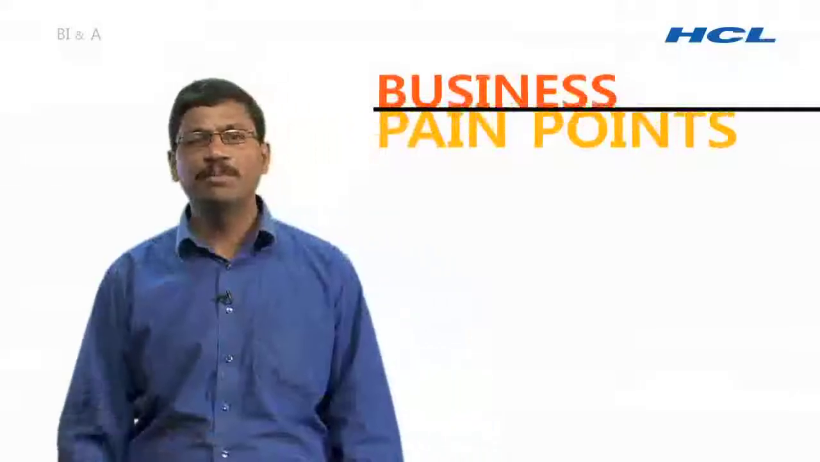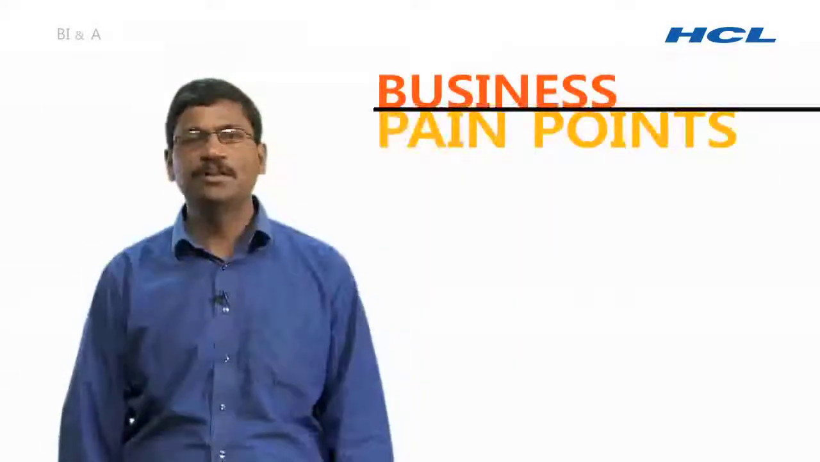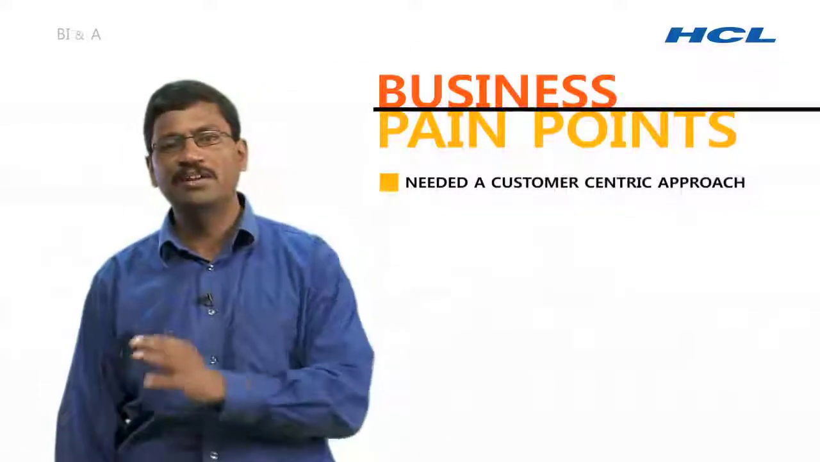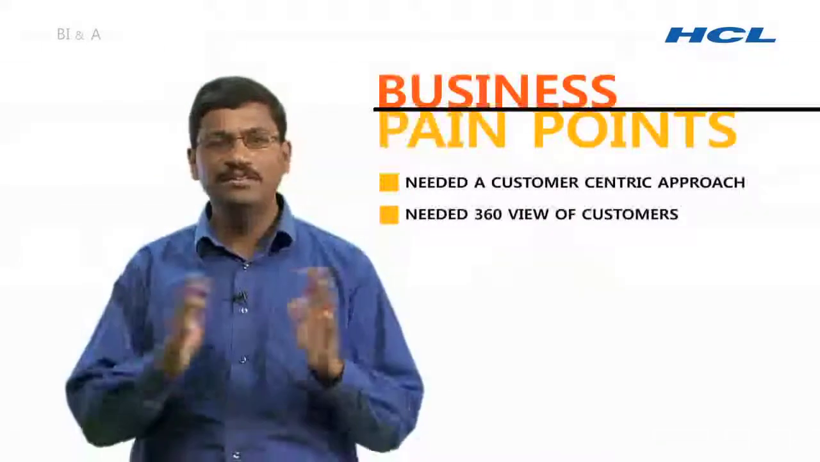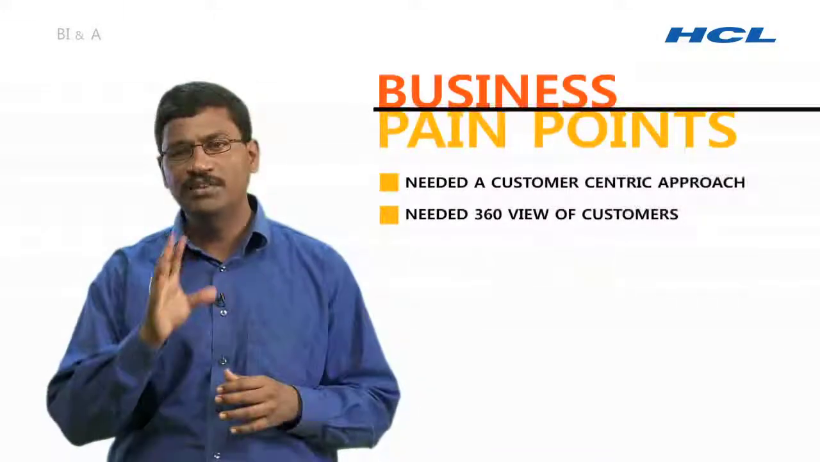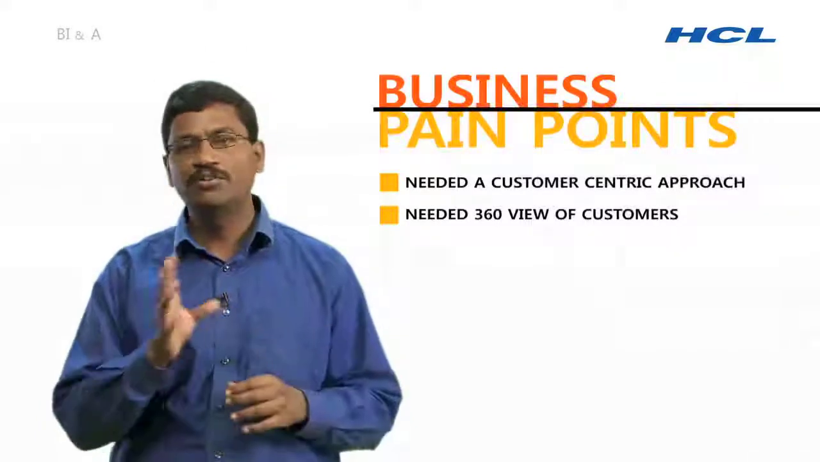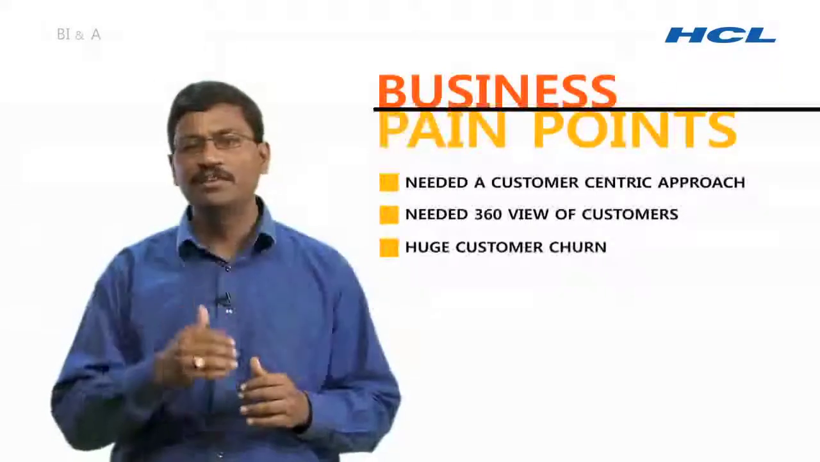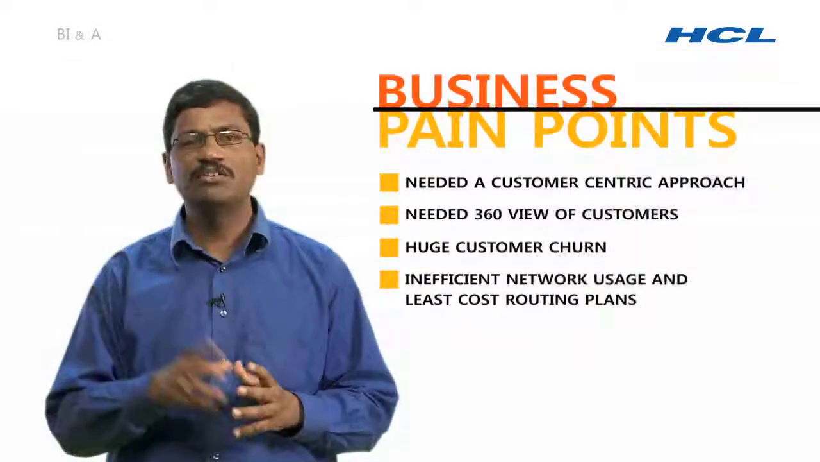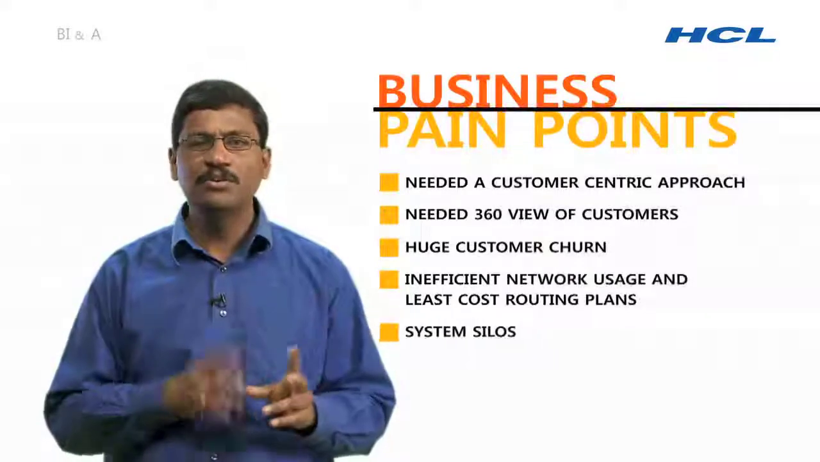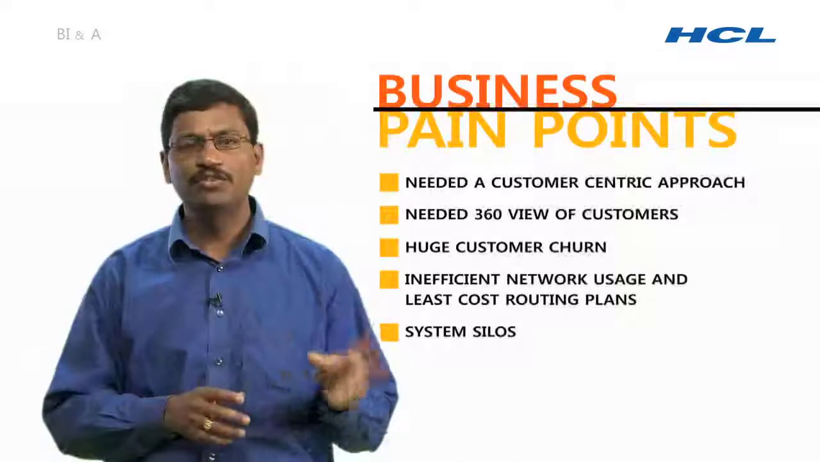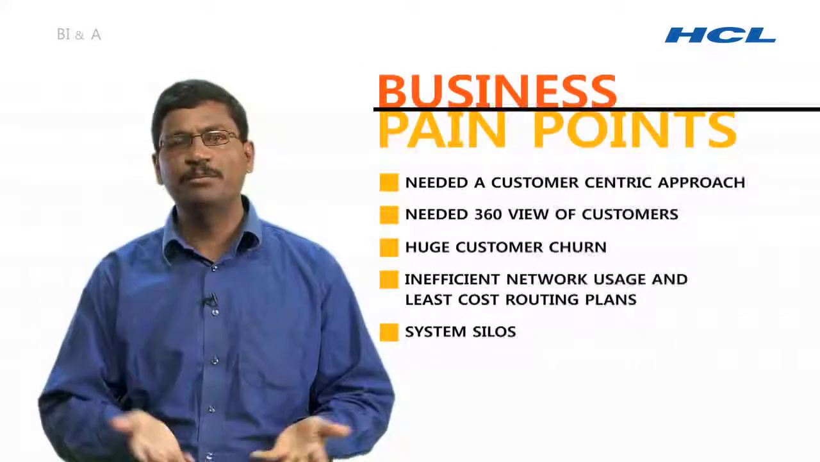Some of the key business pain points of the customer were: the client wanted to move away from the product-centric approach to a customer-centric one. They did not have a 360-degree view of the customer and were generating multiple invoices for the same customer for the different product or service offerings. The client was facing a huge churn, inefficient network usage, and least cost routing plans. They had built systems over a period of years which were silos and hence had become a bottleneck for its business to get information at an enterprise level.